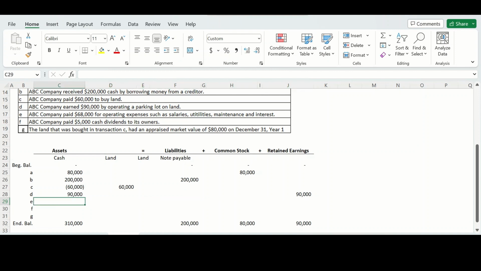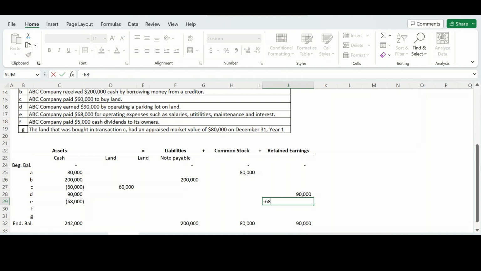Right, letter E, ABC Company paid $68,000 for operating expenses such as salaries, utilities, maintenance, and interest. So the company is paying $68,000. That is a negative in the cash account because cash is going out. And then what is the cash being paid for? Operating expenses. Which of the pieces of the accounting equation are affected by expenses? Is it assets, liabilities, common stock, or retained earnings? It's retained earnings, and expenses have a negative impact on retained earnings.